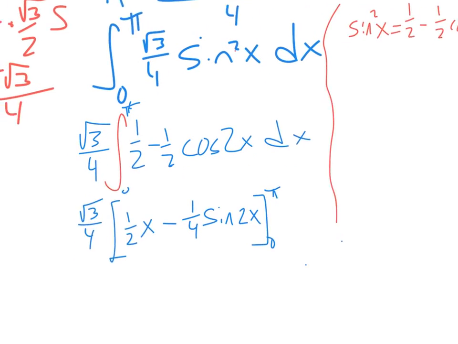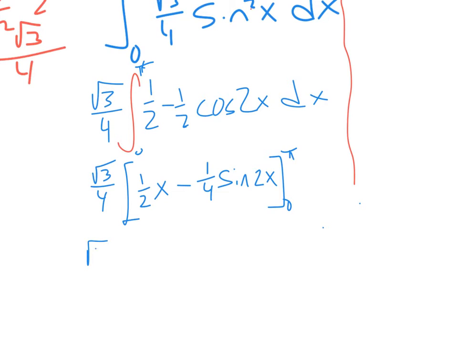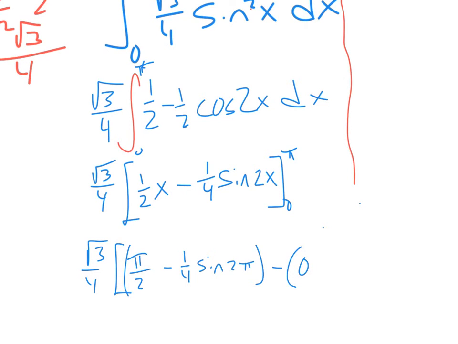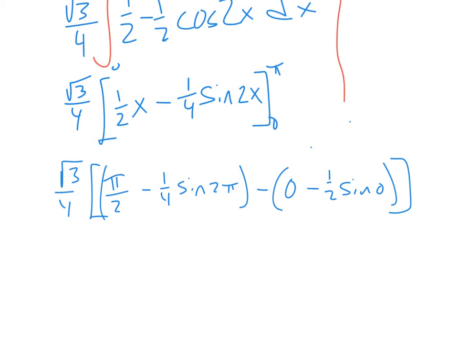So a little substitution gives us the square root of 3 over 4 times, plug in pi, 1/2 pi minus 1/4 sine of 2 pi. Sine of 2 pi is going to be 1. No, I'm sorry, it's going to be 0, actually. Minus, now plug in 0. We get 1/2 times 0, minus 1/4 sine of 0. Okay?